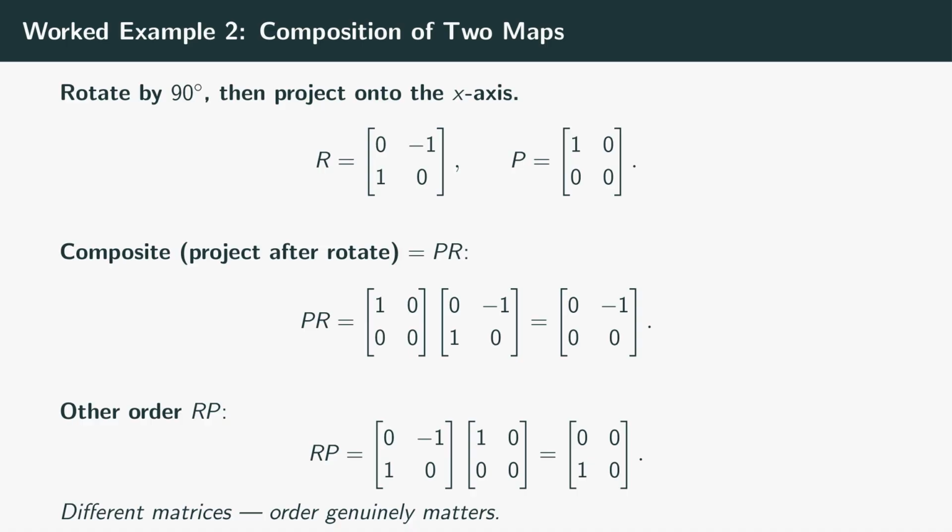Now let's swap the order and compute R times P instead, projecting first, then rotating. That gives a completely different matrix, with zeros on top and 1, 0 on the bottom. Same two ingredients, opposite order, genuinely different results. Geometrically, this makes sense. Rotating then flattening lands everything on a horizontal line, while flattening then rotating lands everything on a vertical line. The non-commutativity of matrix multiplication is not an algebraic quirk. It is the simple fact that the order of operations changes the outcome.